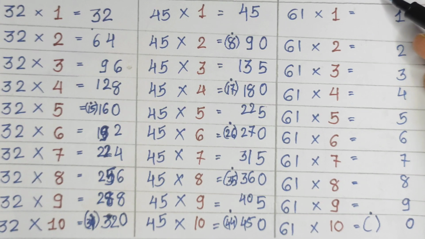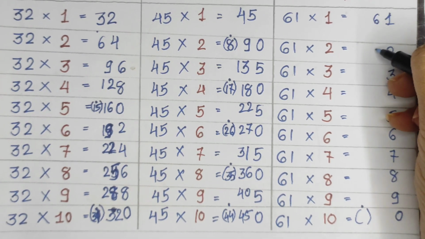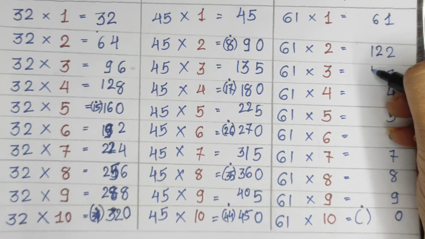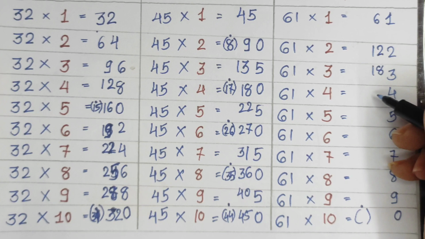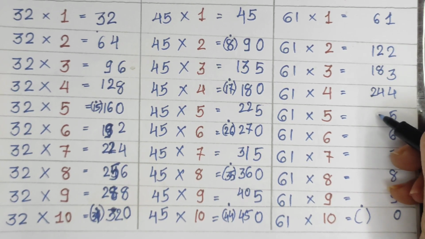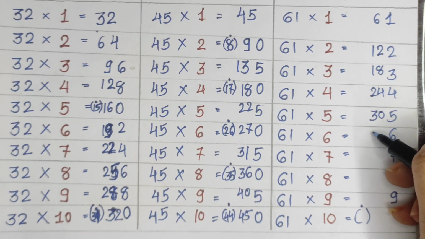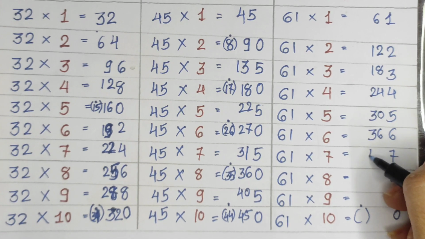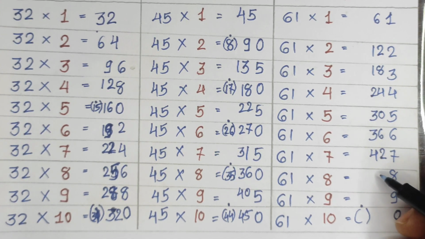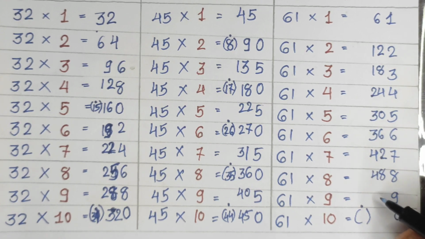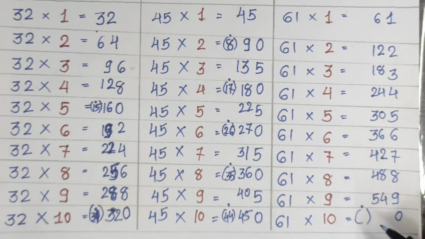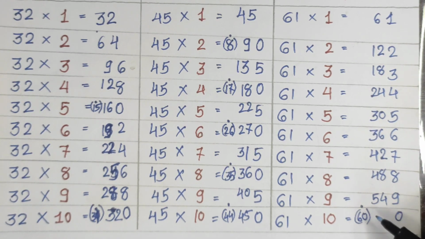Then the decade digit 6. So keep adding 6 to the decade each time. 6 plus 6, 12. 12 plus 6, 18. 18 plus 6, 24. 24 plus 6, 30. 30 plus 6, 36. 36 plus 6, 42. 42 plus 6, 48. 48 plus 6, 54. And 54 plus 6, 60. Single sign on 60 means 61.